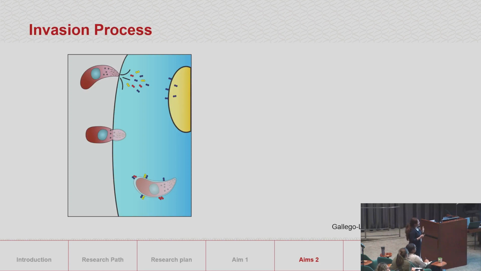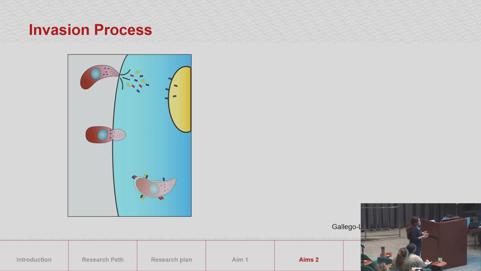So this is a normal picture of the invasion process of Toxoplasma. As we can see here, Toxoplasma kisses the host cell and secretes a bunch of proteins, so I call this kiss and spit. And then it creates this parasitophorous vacuole where the parasite grows and replicates inside the host cell.